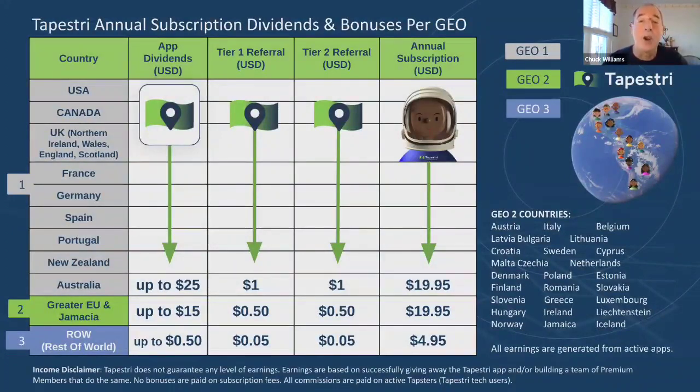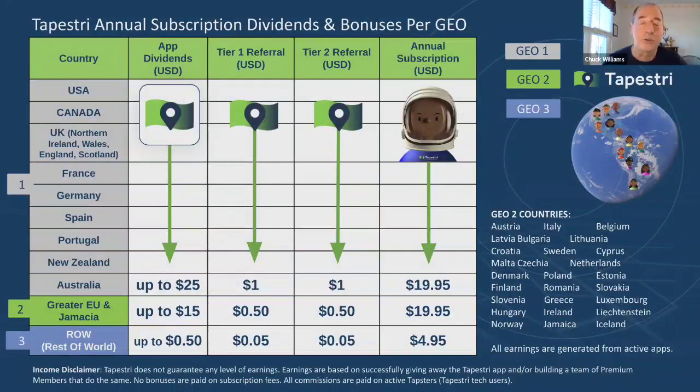Now, on the referral bonuses, these are the bonuses that pay the 50% matching bonus as a super affiliate. It's a $1 referral bonus every month that your customer is active in Geo 1, 50 cents for every month your customer is active in Geo 2, and a nickel for every month that your customer is active in Geo 3. That's not just on tier 1, but on tier 1 and tier 2. Very, very lucrative as you share the app with others.